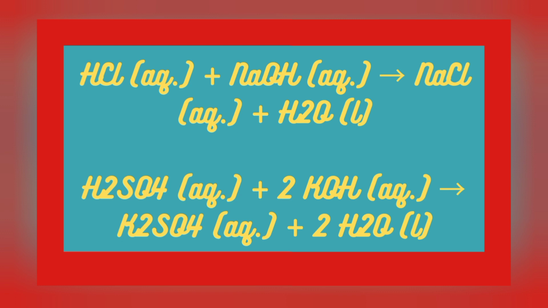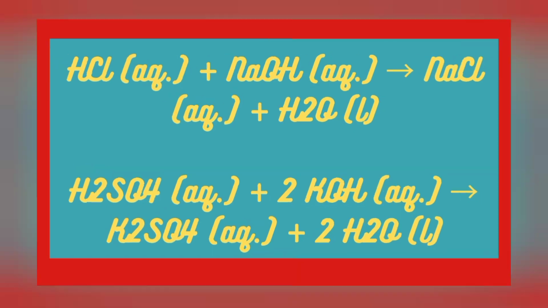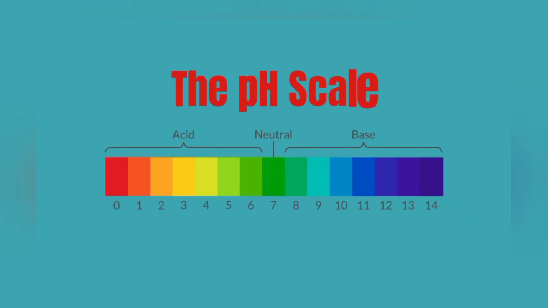The pH scale measures the level of acidity of a substance. It's between 0 and 14, where 7, the center, is the neutral point. Less than 7 is acidic and above is basic.